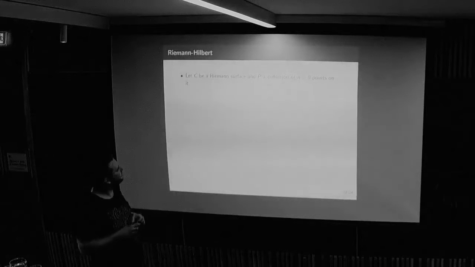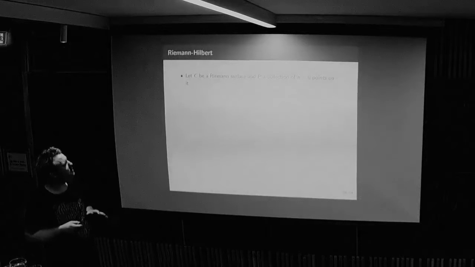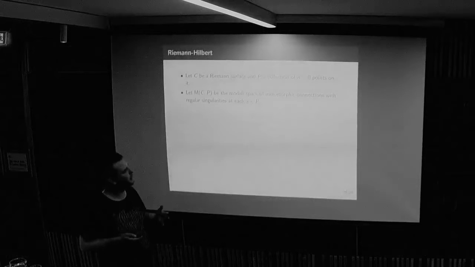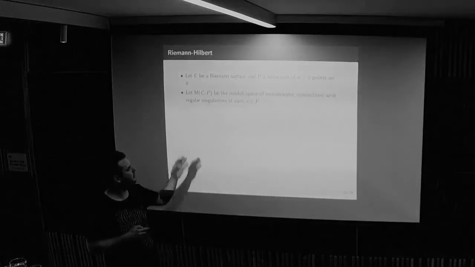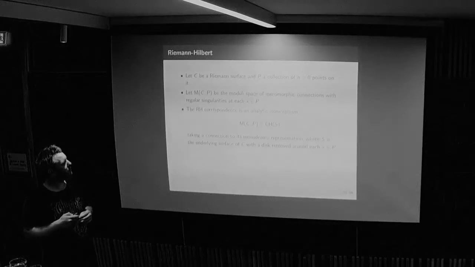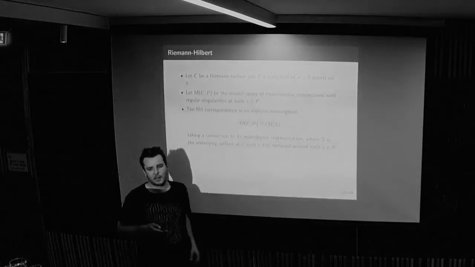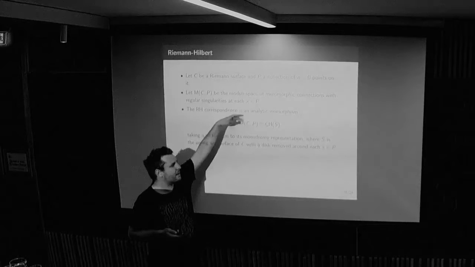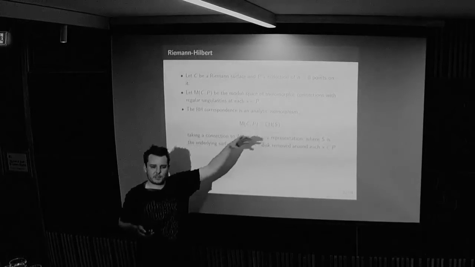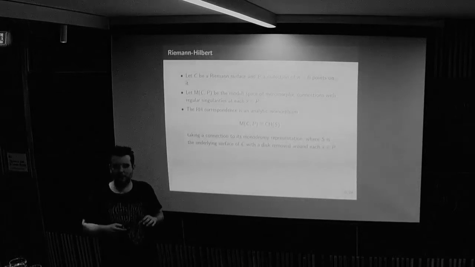So if you start with a Riemann surface and you take some collection of points on it, say non-empty to be on the safe side, you can consider the moduli space of meromorphic connections on this surface with sufficiently regular singularity at each point. And the Riemann-Hilbert correspondence tells you that there is an analytic isomorphism between the moduli space, or maybe moduli stack, of those connections, and the character variety of the surface you get by taking the underlying topological surface of C and just removing a disk around each puncture.